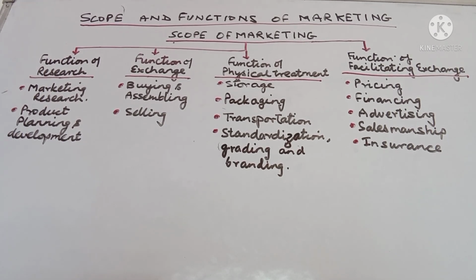The next important aspect is insurance. Insurance also plays a very vital role in facilitating the exchange, or facilitating the movement of the goods from the manufacturer to the consumer. Therefore, because a large number of risks are involved in the exchange of goods. Thus, insurance helps the business to cover the risk involved.